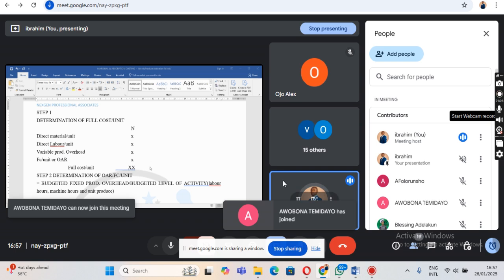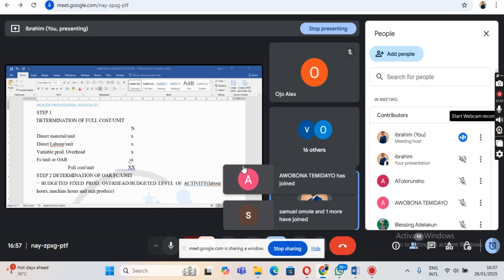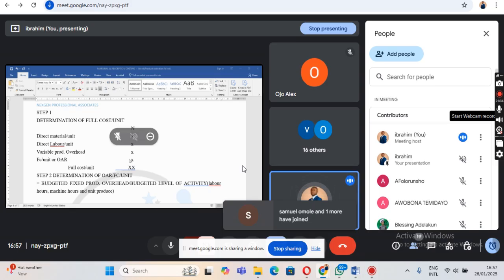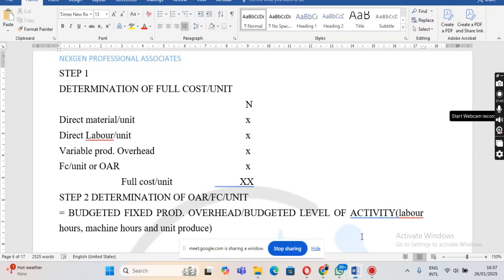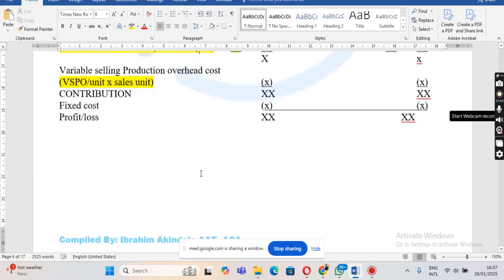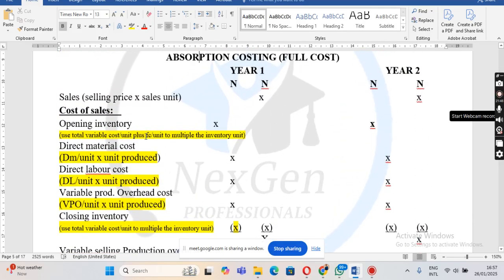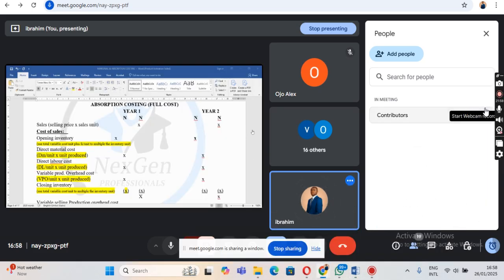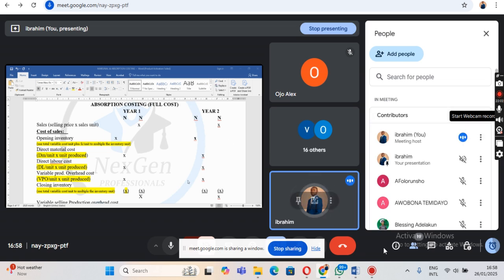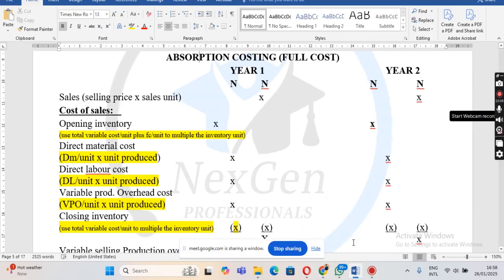And once you get your overhead absorption rate, you quickly include it in the valuation of your inventory. You add it together as your full cost. Class, are we still together? Now, if this is established, don't forget that we're talking about valuation. I say use total variable cost per unit plus your fixed cost per unit to multiply the inventory unit. You can see by then you have already determined your opening as well as closing inventory, of which we have established that under the marginal costing.